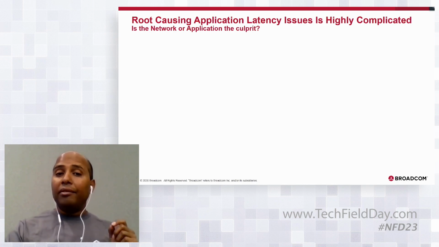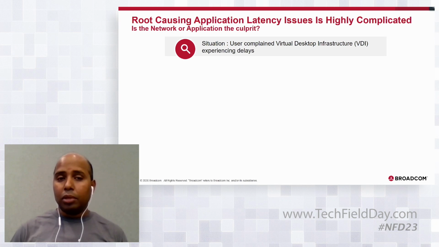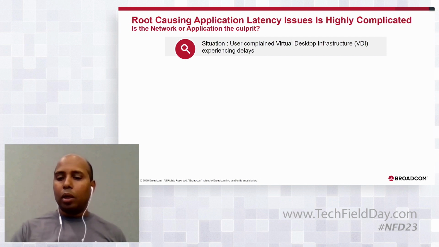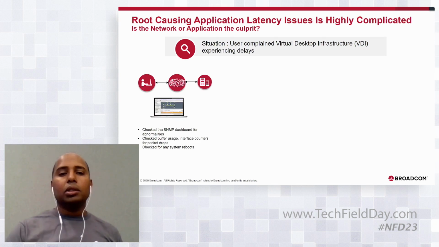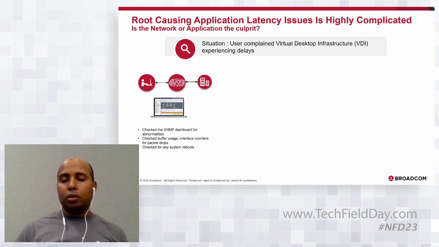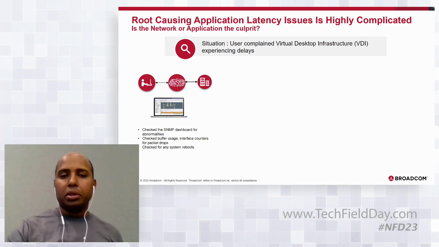I will take a real-world use case that happened with one of our customers. They are using VDI, something we all use these days. The VDI was experiencing delays, and they were trying to find what was causing the problem. Is it the network? Again, the network is at fault, right? They first went through the SNMP dashboards to check for any abnormality, checked buffer usage, whether there were any packet drops, and logs to see if there were any reboots. Everything looked good, no issues there.